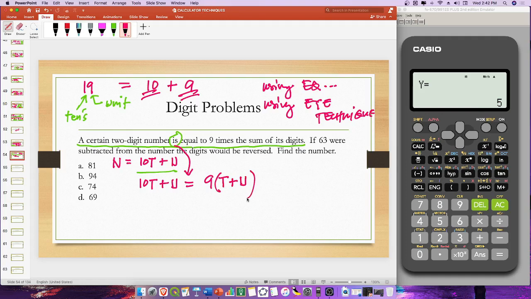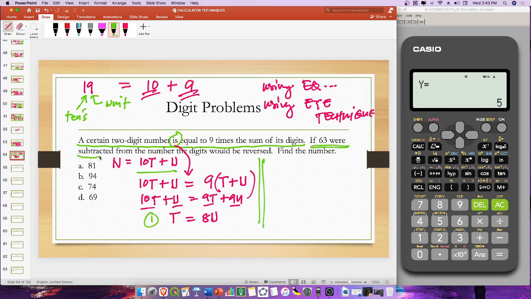Okay, so if you manipulate this, you will arrive at your equation 1. Let's try to manipulate this one. So this will become 9t plus 9u. This will become 10t plus u. So combining like terms, 9t and 10t will become t, and u and 9u will become 8u. So t is equal to 8u. Let's label this as our equation 1. Take note, my first approach is using mathematics, and my next approach is using the I technique. I will explain later on what is an I technique.